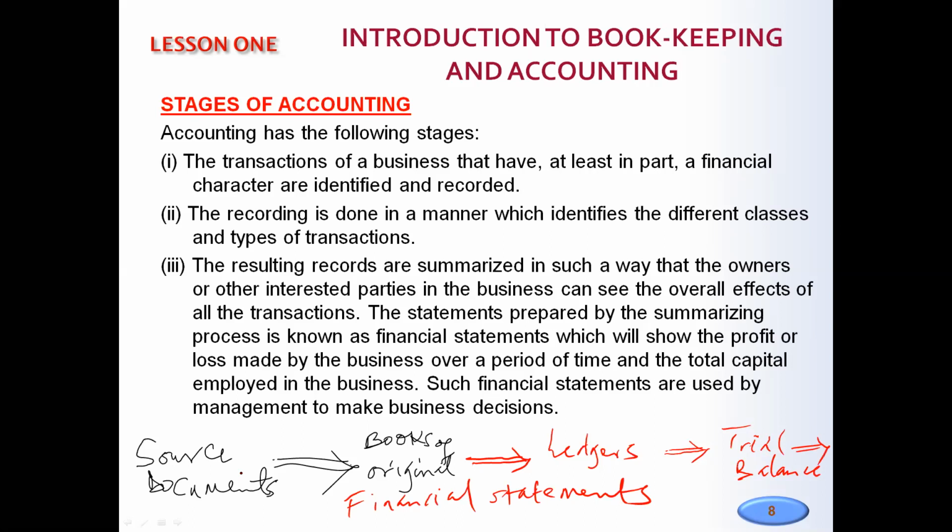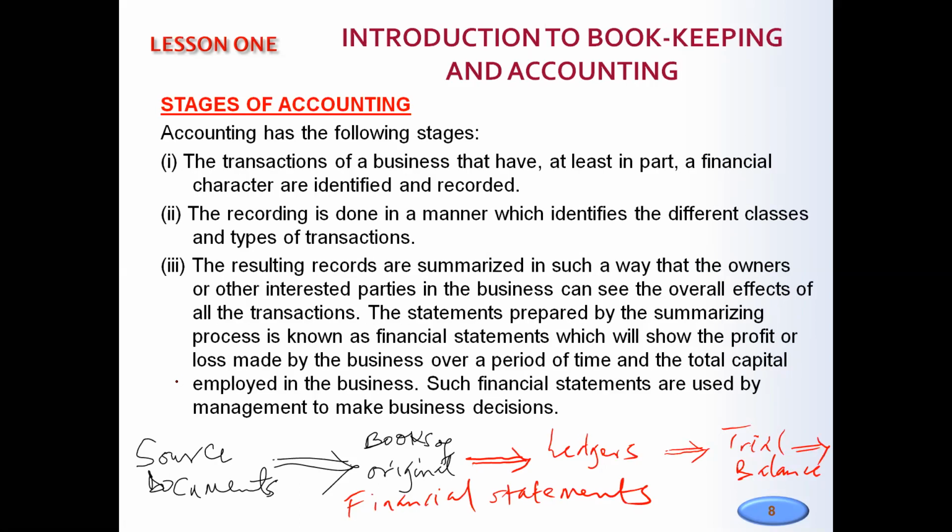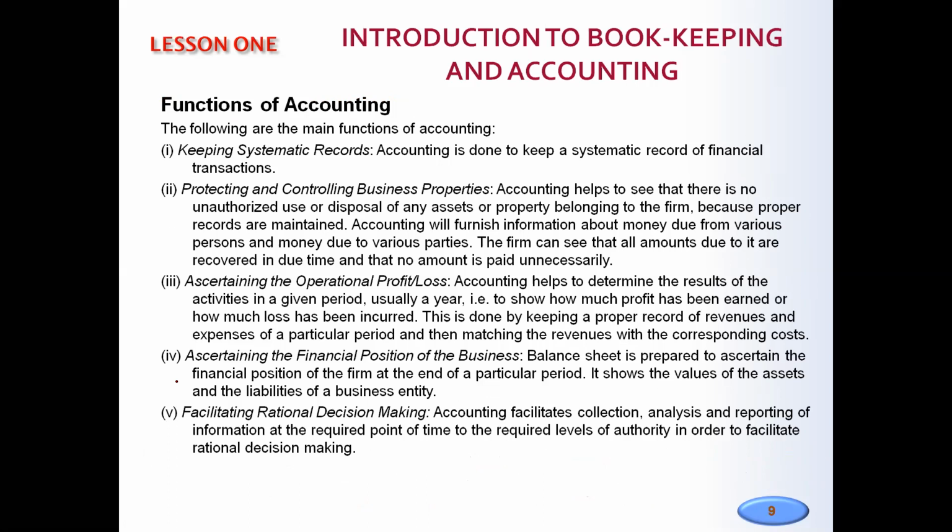So each of these is what we are still going to look at in the course of these lectures. We might not look at all of them in today's lecture, but in the course of the subsequent lectures, we look at some of these. Briefly, let's look at functions of accounting.